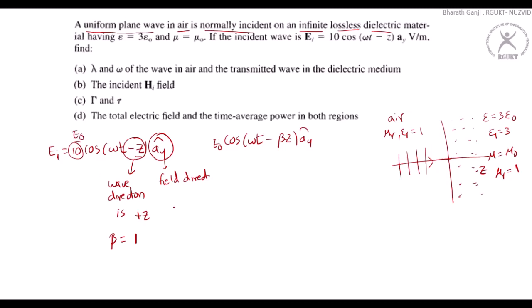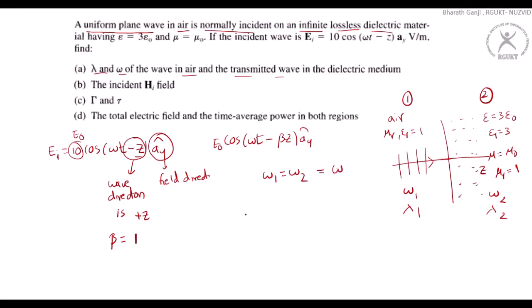I can convert this expression into phasor format, so that EI can be written as, of course let us do that afterwards. First of all, the question asks for lambda and omega of the wave in air and the transmitted wave in the dielectric medium. So the question asks what is the frequency here and here, and what is the wavelength here and here. If we assume this is the first and second region, obviously, because the source decides the frequency, omega 1 should be equal to omega 2, which is equal to omega.